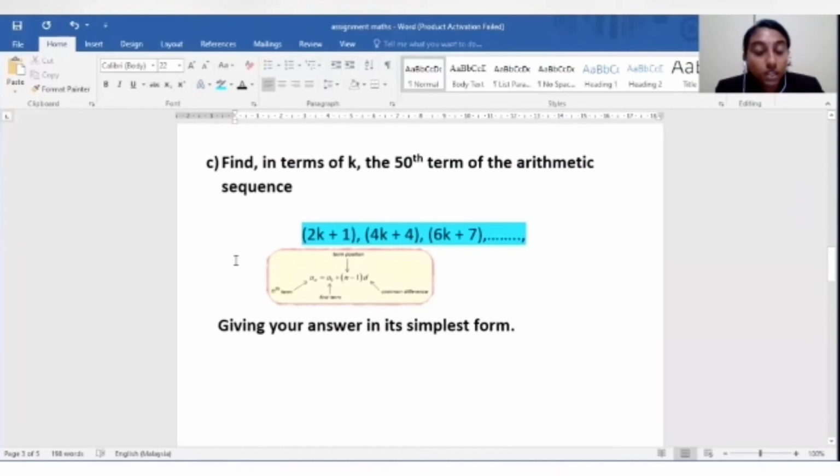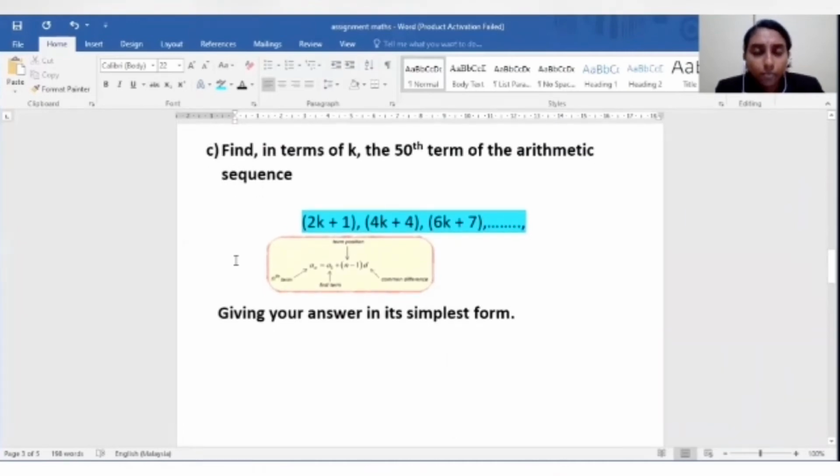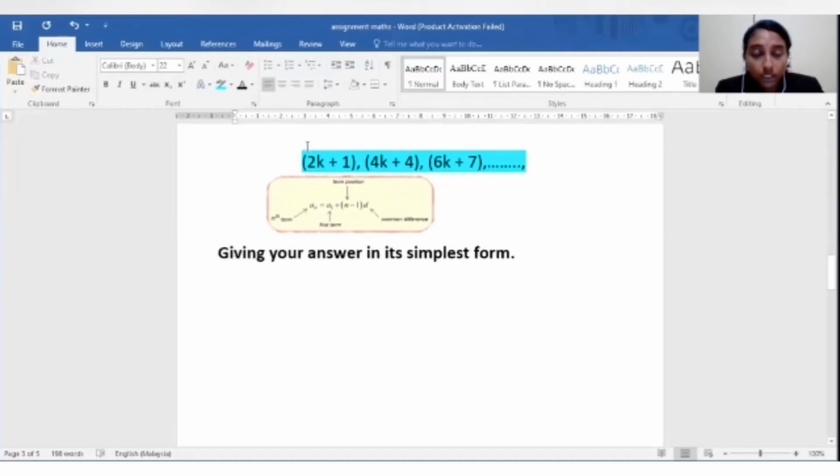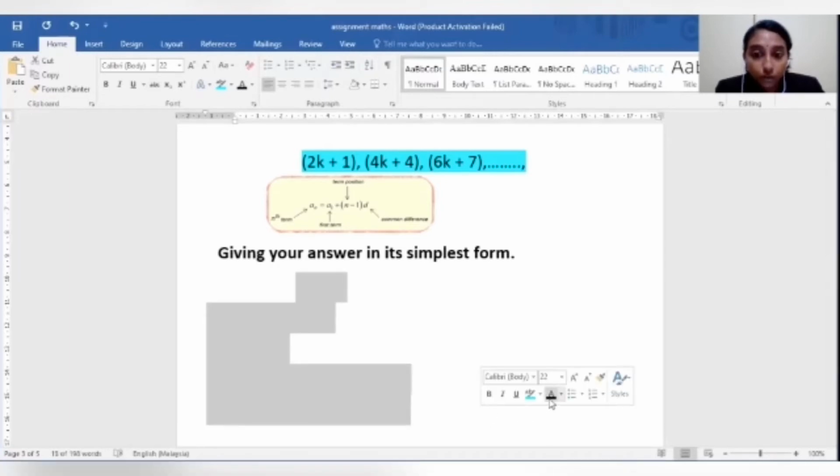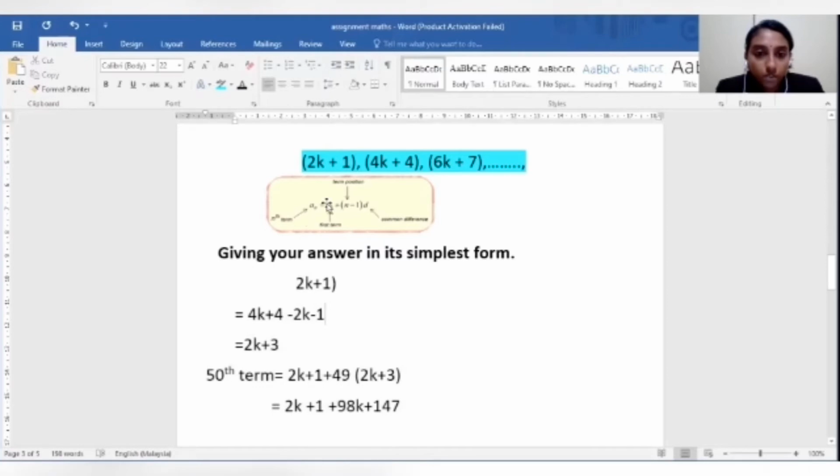So let's move on to the next question: find in terms of k the fifth term of an arithmetic sequence. As you can see here, this is the first term, second term, and third term. So what we have to do is follow the formula. The first thing that we have to do is identify the common difference between these numbers. If we get the common difference, then only we can identify the fifth term.